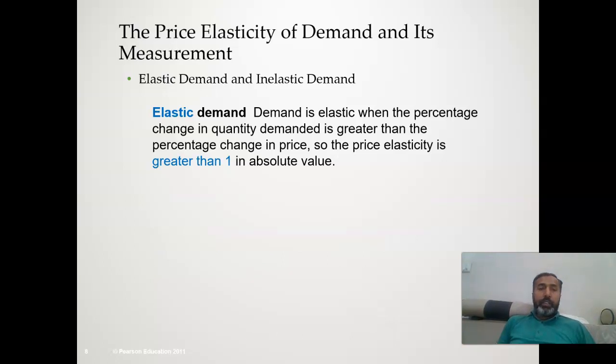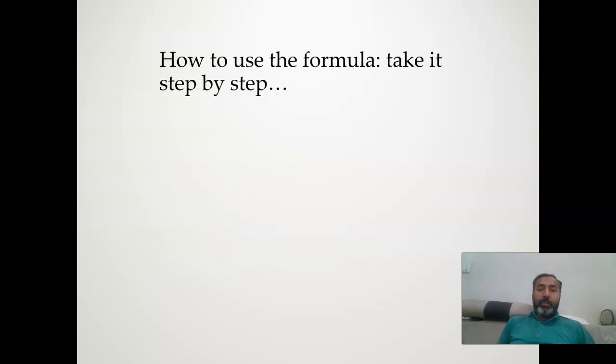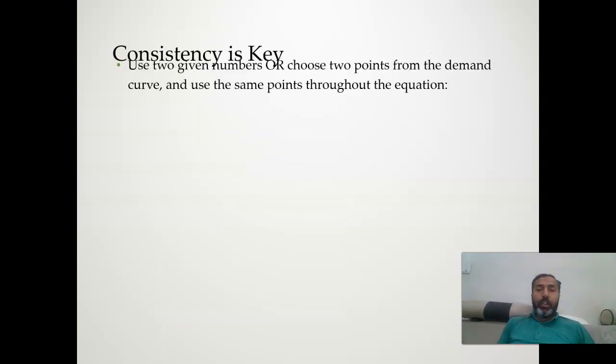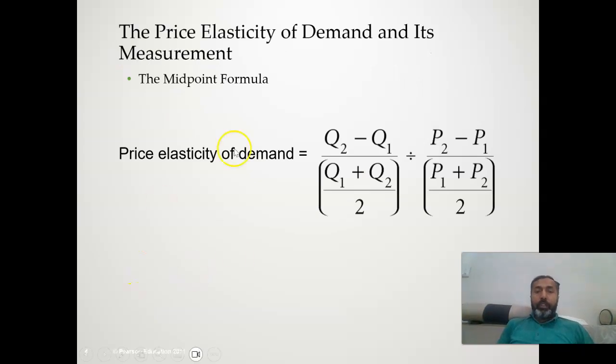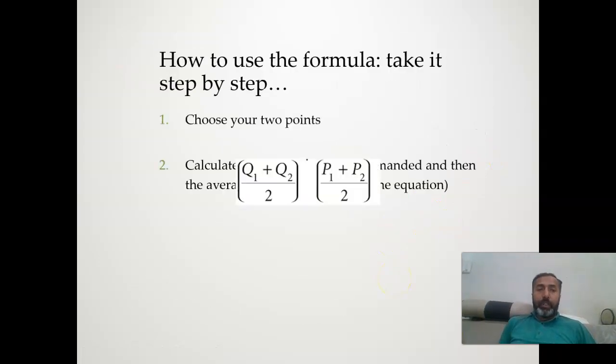So let me link these three concepts with the formula of PED again. Now, this is the formula. If this part, percentage change in quantity demanded, is bigger than the percentage change in price, the answer will be bigger than 1, and we shall call it elastic demand. If percentage change in quantity demanded, which is the numerator in this formula, is lower than the percentage change in price, which is the denominator, the answer will obviously be less than 1, and we will call it inelastic demand. And if the numerator and denominator are equal, so the answer is 1, then we shall call it unit elastic demand.